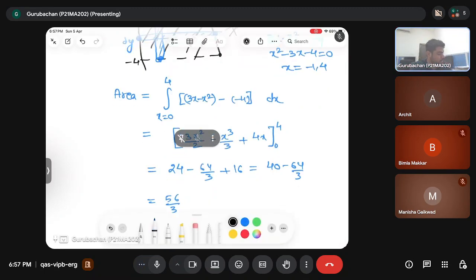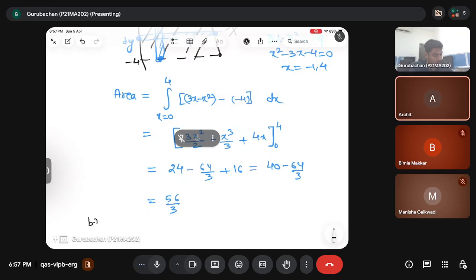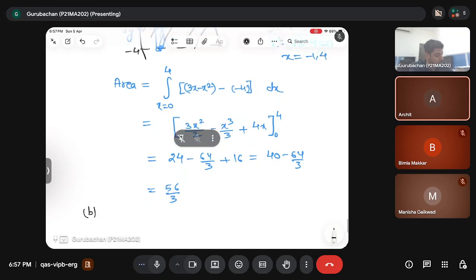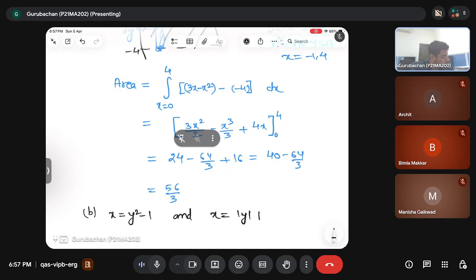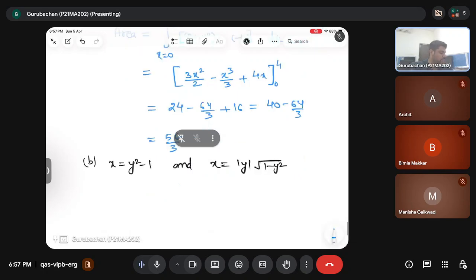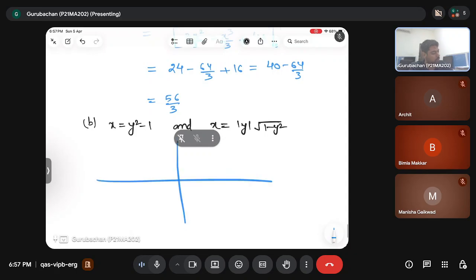So let me give you one. Sir? Yes. Am I not audible? Yes, sir, you are audible. Okay. So next one is x equal to y square minus 1 and x equal to mod y under root 1 minus y square. Its graph is not that difficult, but still I'm drawing it for you so that it will be a little easy, because our target is to calculate its area.